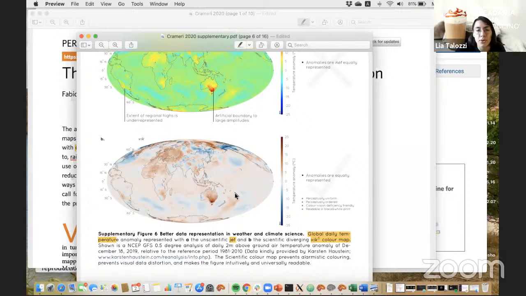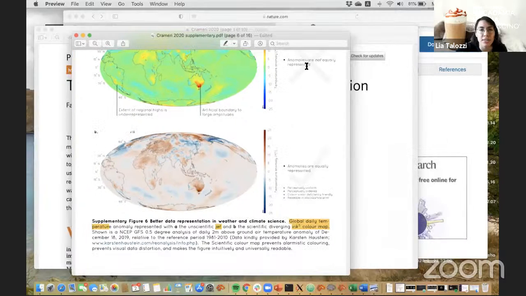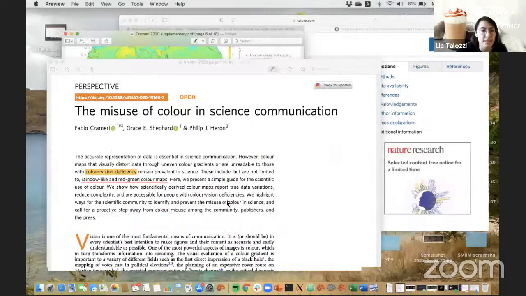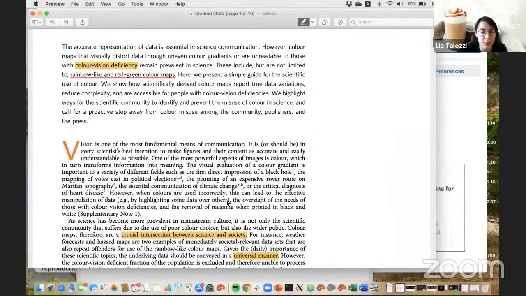And this second color map addresses this requirement for a fair representation of data, so it is perceptually uniform, perceptually ordered, color vision deficit friendly, and readable in black and white. So these are all the requirements that the authors address in this paper.